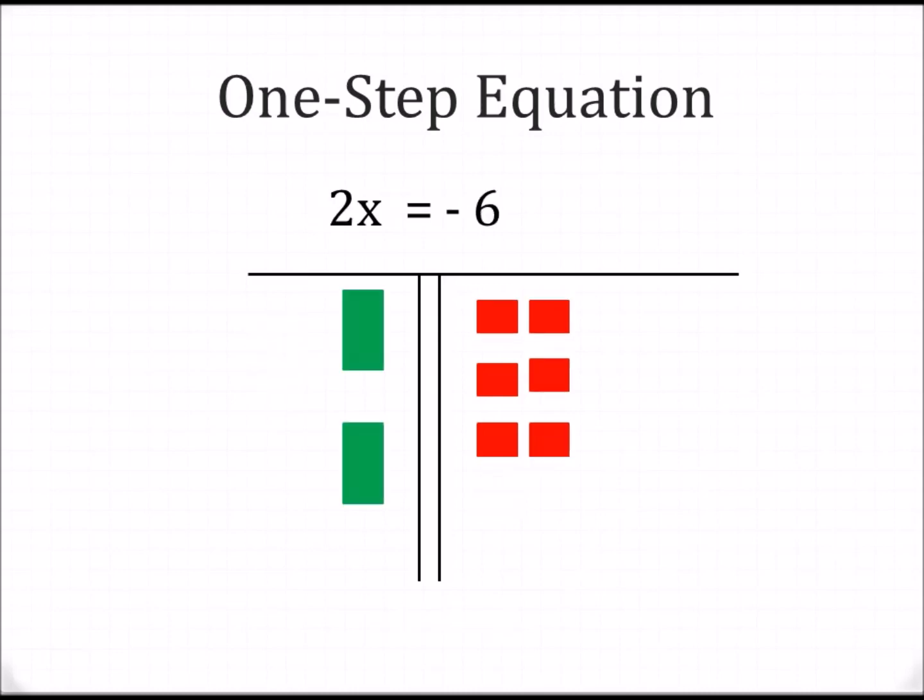Now let's try 2x is equal to negative 6. So what we have is 2x instead of 1x.